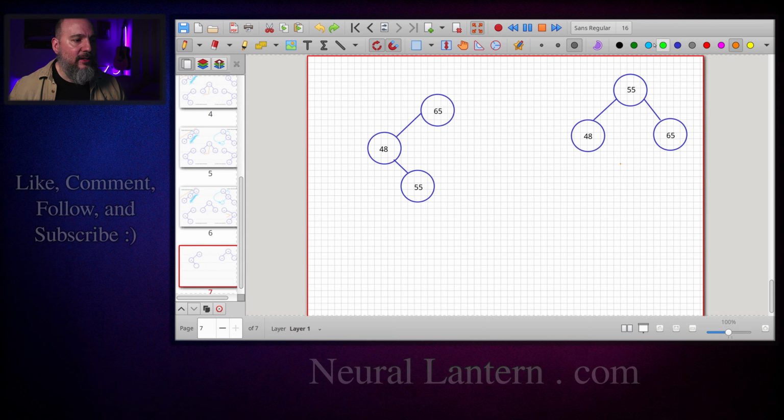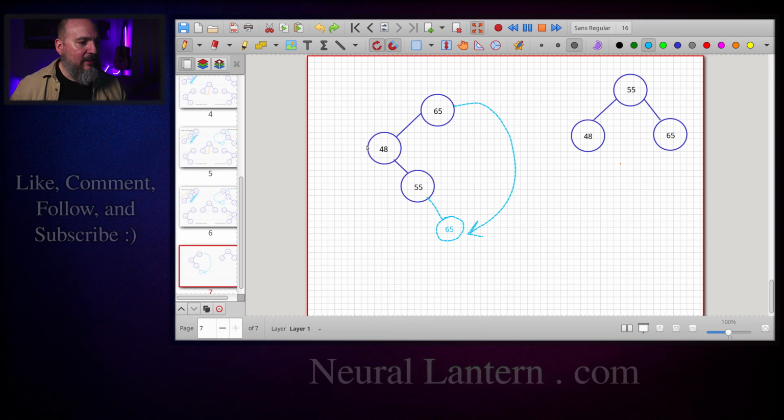So we're going to rotate the 65 clockwise underneath the 55. I'm going to do a little circle here, a connector, and then I'll do 65 there. And then after we do that rotation, we have to rotate the 48 underneath the 55. So that's going to be a rotation that is counterclockwise. So I'm going to circle that there, and then do a 48.